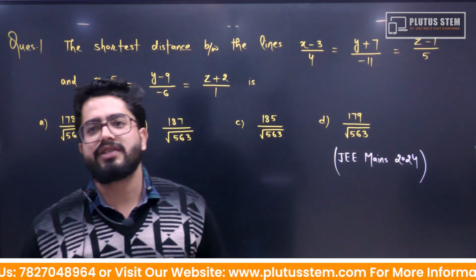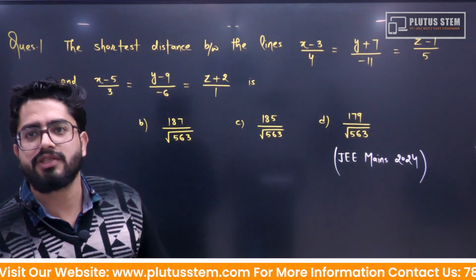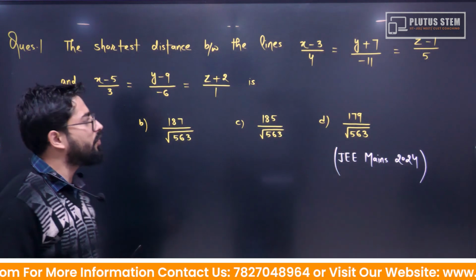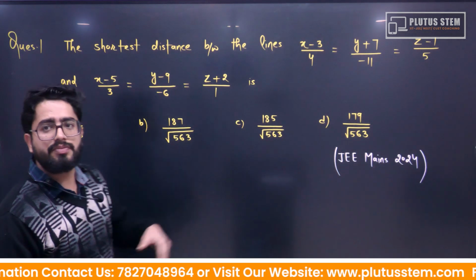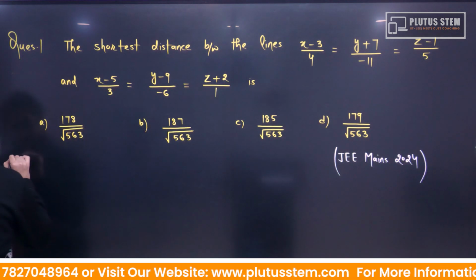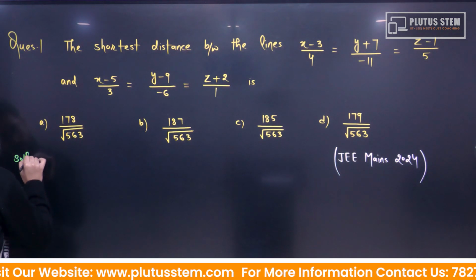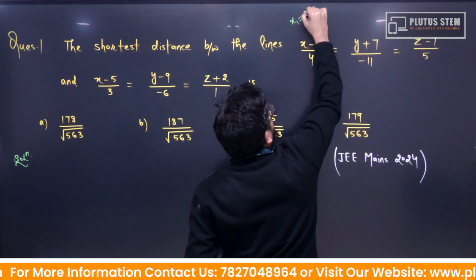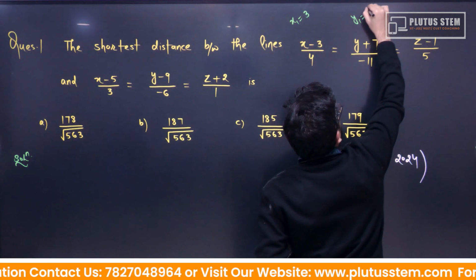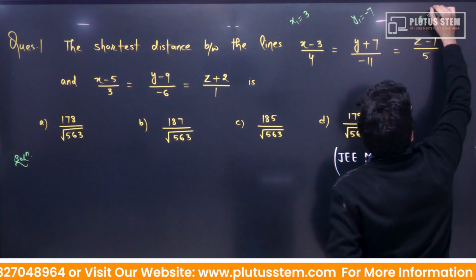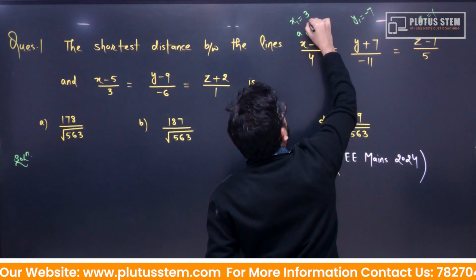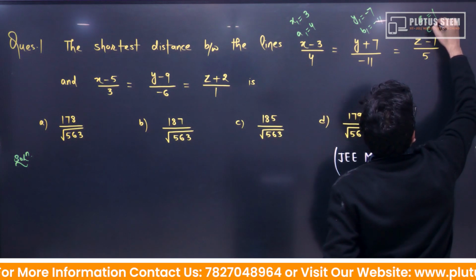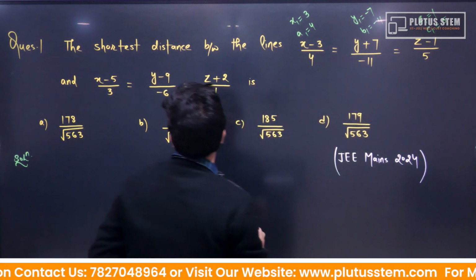Now let's start one question based on this concept, the shortest distance between two lines, and that is from your previous year questions, 2024. The question is: find the shortest distance between these two lines. First of all, x1 is 3 here, y1 is minus 7, z1 is 1, a1 is 4, b1 is minus 11, and c1 is equal to 5.